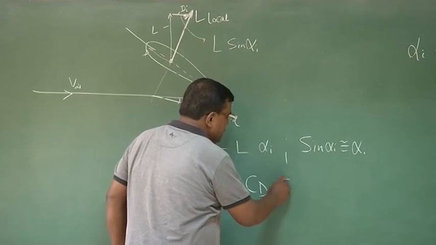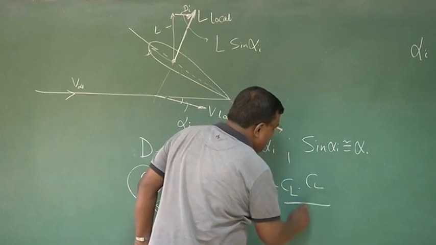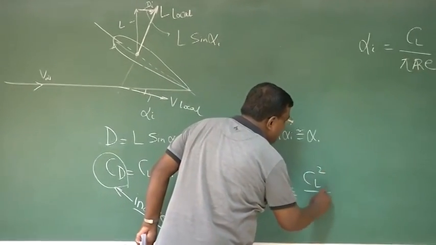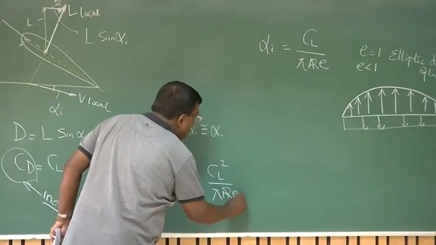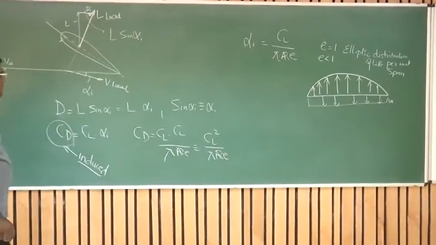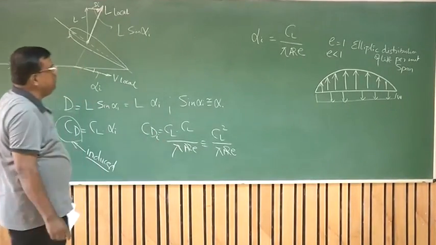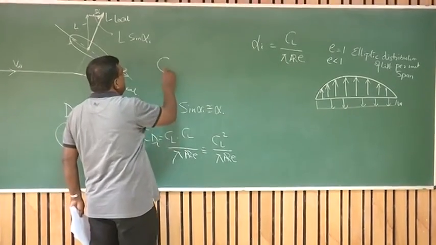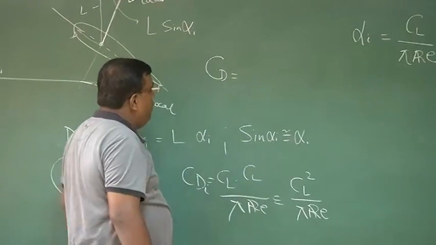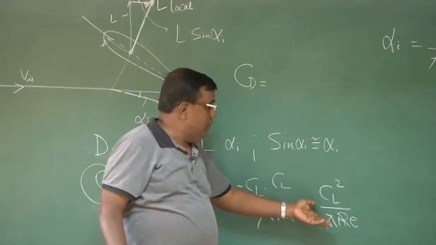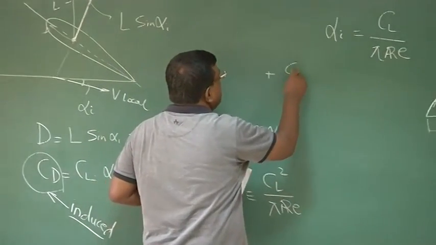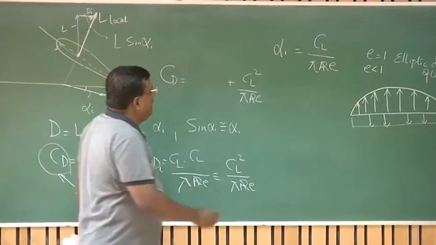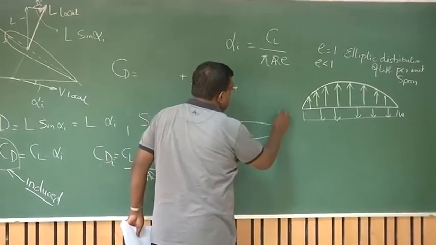CD equals CL into CL by pi aspect ratio E, and that is equal to CL square by pi aspect ratio E. Okay? So this is nothing but CDI, CD induced. So now for a wing, what do we see? For a wing, if I want to find total CD, I know total CD will be what? One part is induced because of lift, which is given by CL square by pi aspect ratio E. And what about the other part? Suppose this is the wing, or for that matter, this is the airplane.